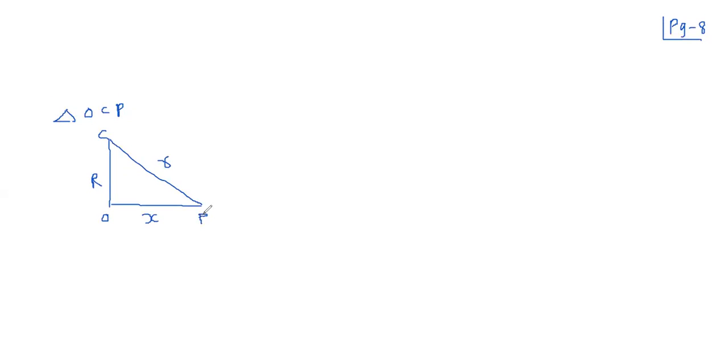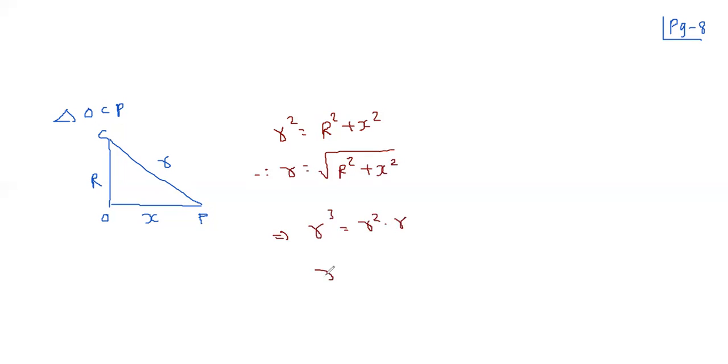Can you apply Pythagoras theorem here? What is Pythagoras theorem? CP square. Sir, r square equals R square plus x square. Therefore, r is equal to square root of R square plus x square. Correct? Very good. Now r cube, shall I write it as r square into r? Yes, sir. r square is R square plus x square, and r becomes root of R square plus x square. So r cube is equal to R square plus x square the whole power 3/2.